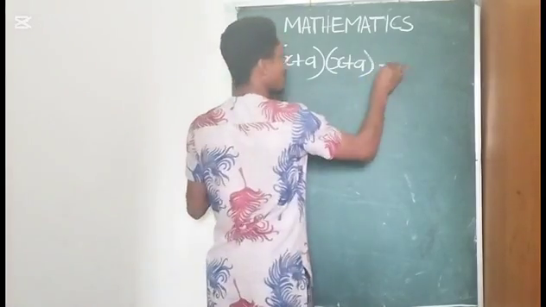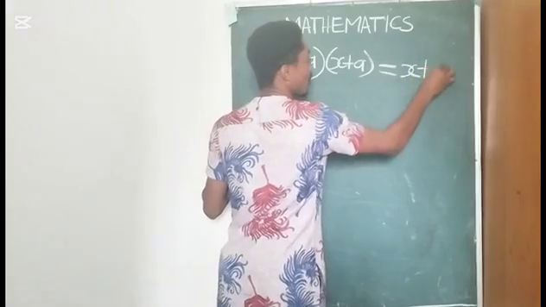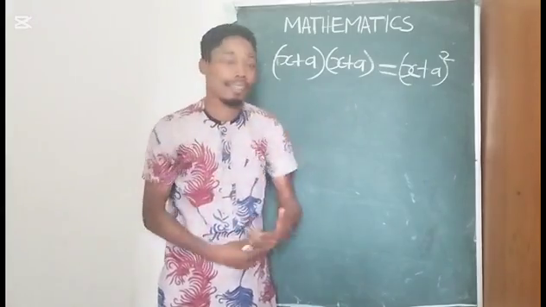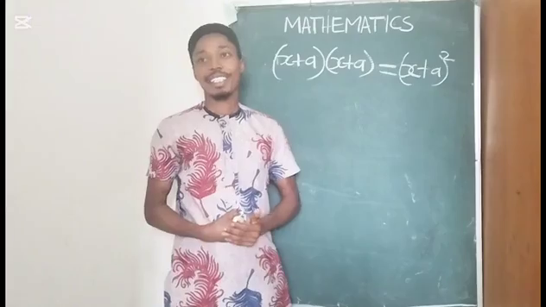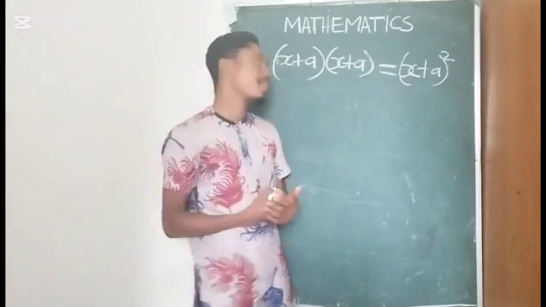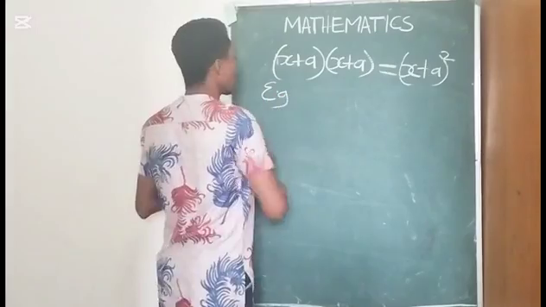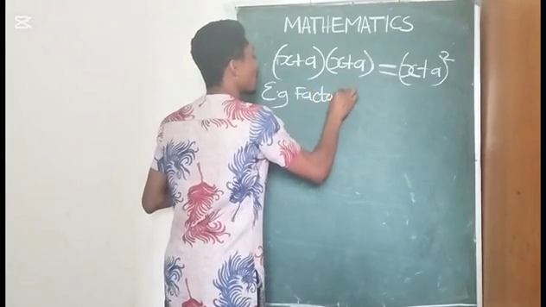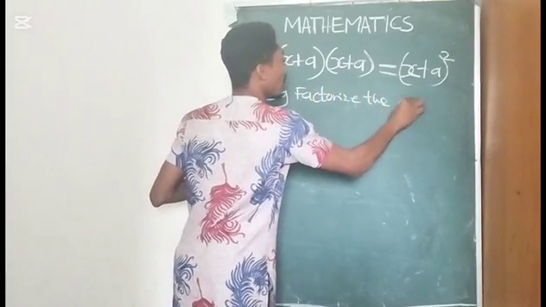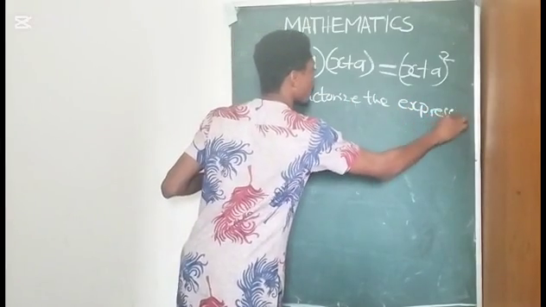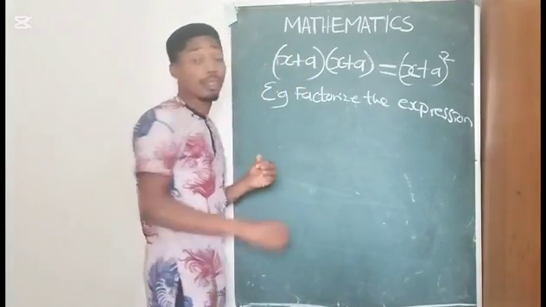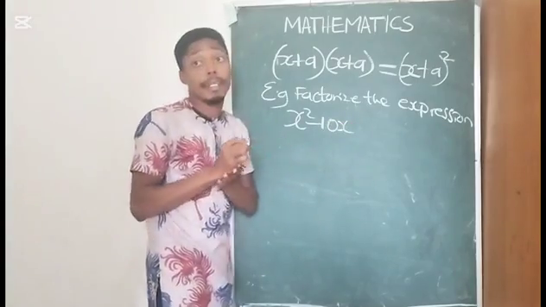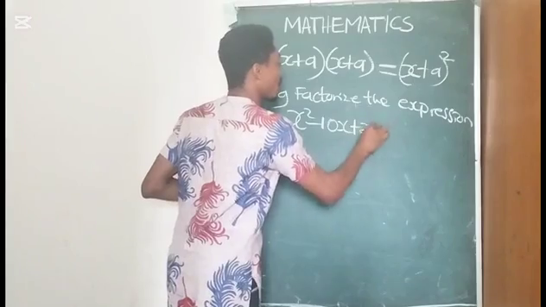If you check, this means (x + a) all squared. So the factor repeats itself; the factor is squared. It's important to note that. Take for instance, for example, if I factorize the expression x squared minus 10x plus 25.